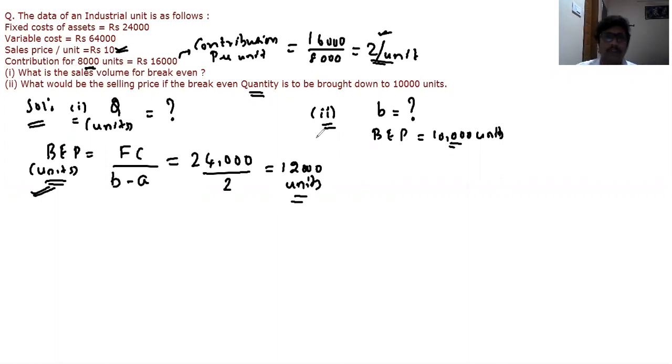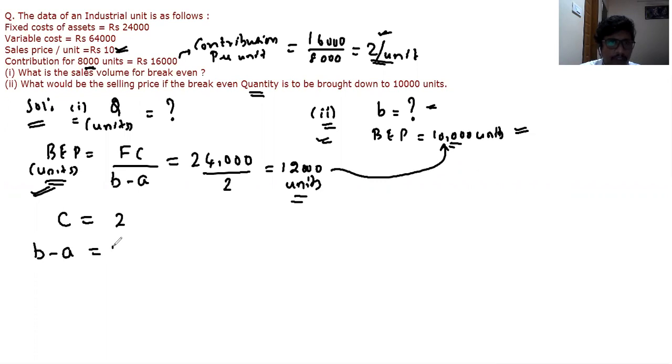Now let's come to the second part of the question. If the break even point is decreased to 10,000 units, how much will be the selling price? How much will be the increase in selling price if you want to bring down the break even point from 12,000 to 10,000? So we got contribution per unit as 2 rupees per unit. We know that contribution per unit is sales price per unit minus variable cost per unit, which is equal to 2. So the initial sales price is 10 rupees minus the variable cost per unit, it is equal to 2. So we get the variable cost per unit as 8 rupees per unit, right?